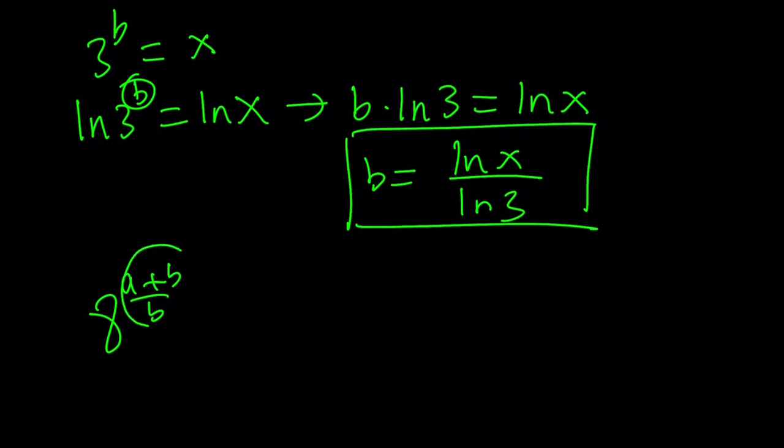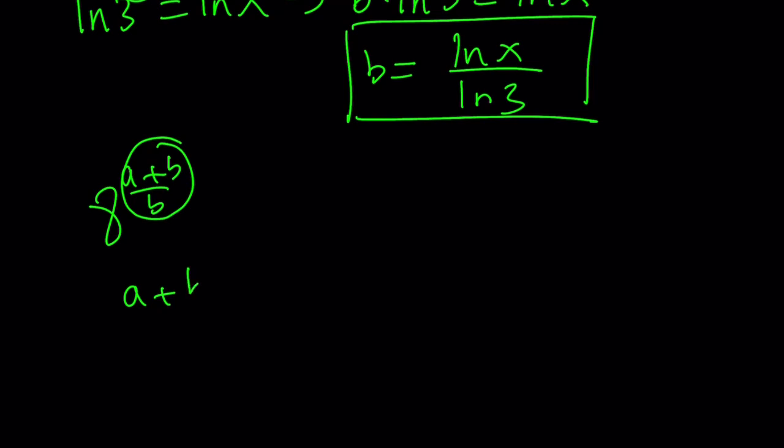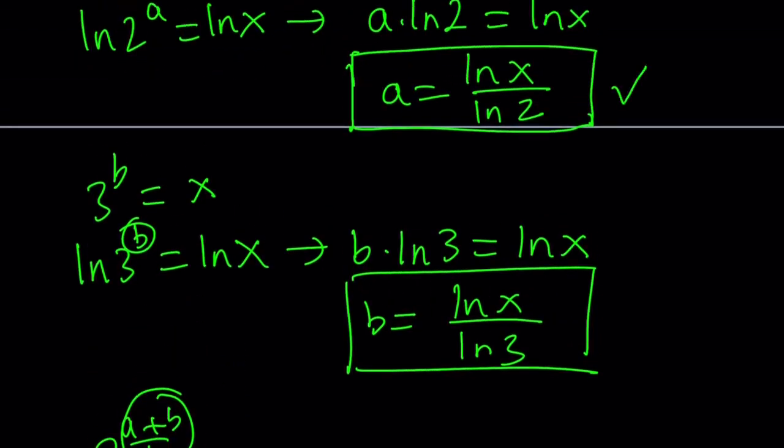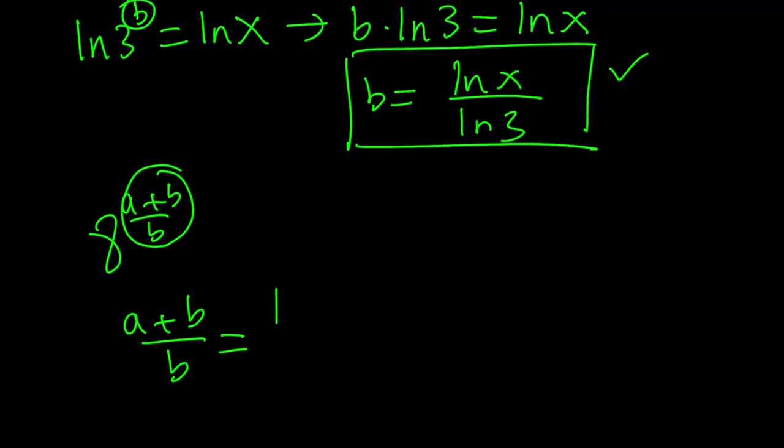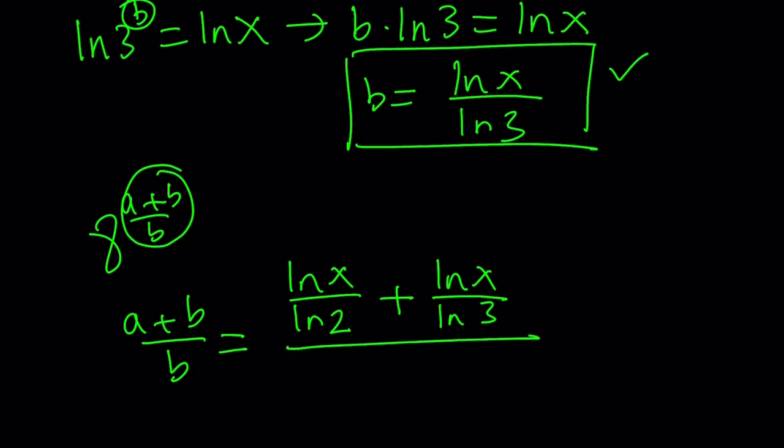Let's evaluate the exponent first. What is (a plus b) over b? We were able to write a and b in terms of x, so let's plug them in. a will be replaced with ln x over ln 2, and b will be replaced with ln x over ln 3, and that will be divided by b again, ln x over ln 3.